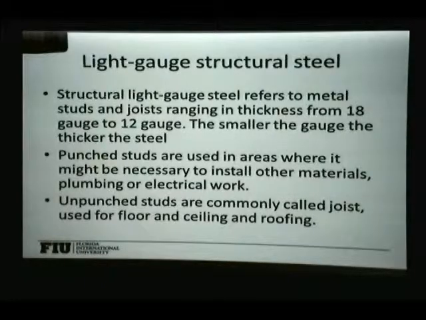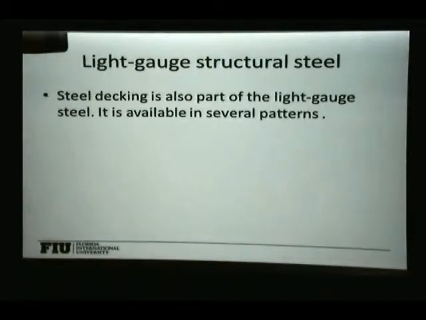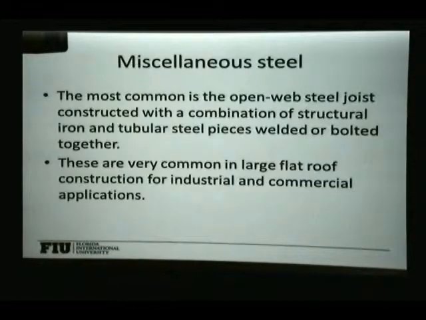Then comes the light gauge structural steel that is used to support walls in commercial applications. These have different thickness from 12 gauge to 18 gauge. The smaller the gauge, the thicker the steel. They normally have punch holes to get electrical cabling going through, and then the finishes are supported by these structures.